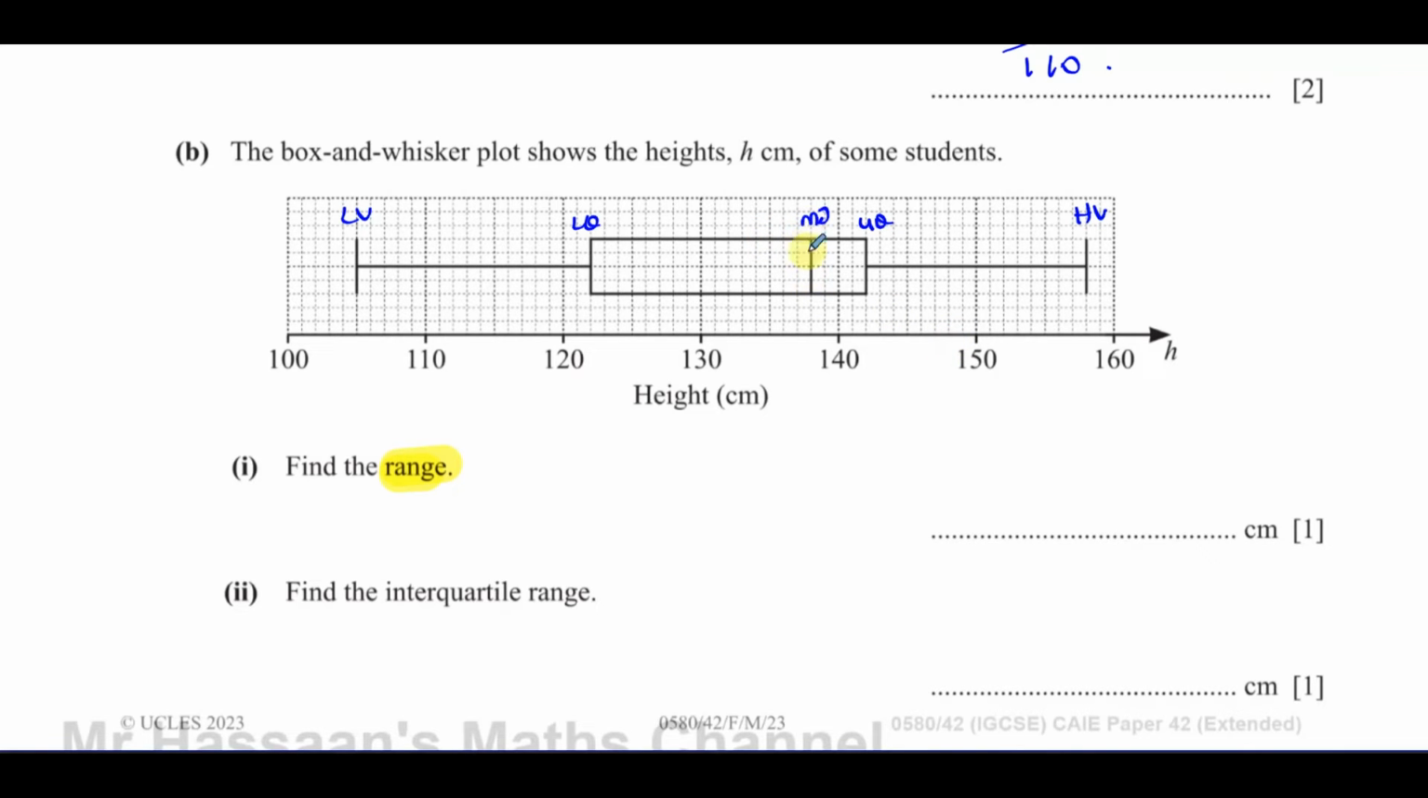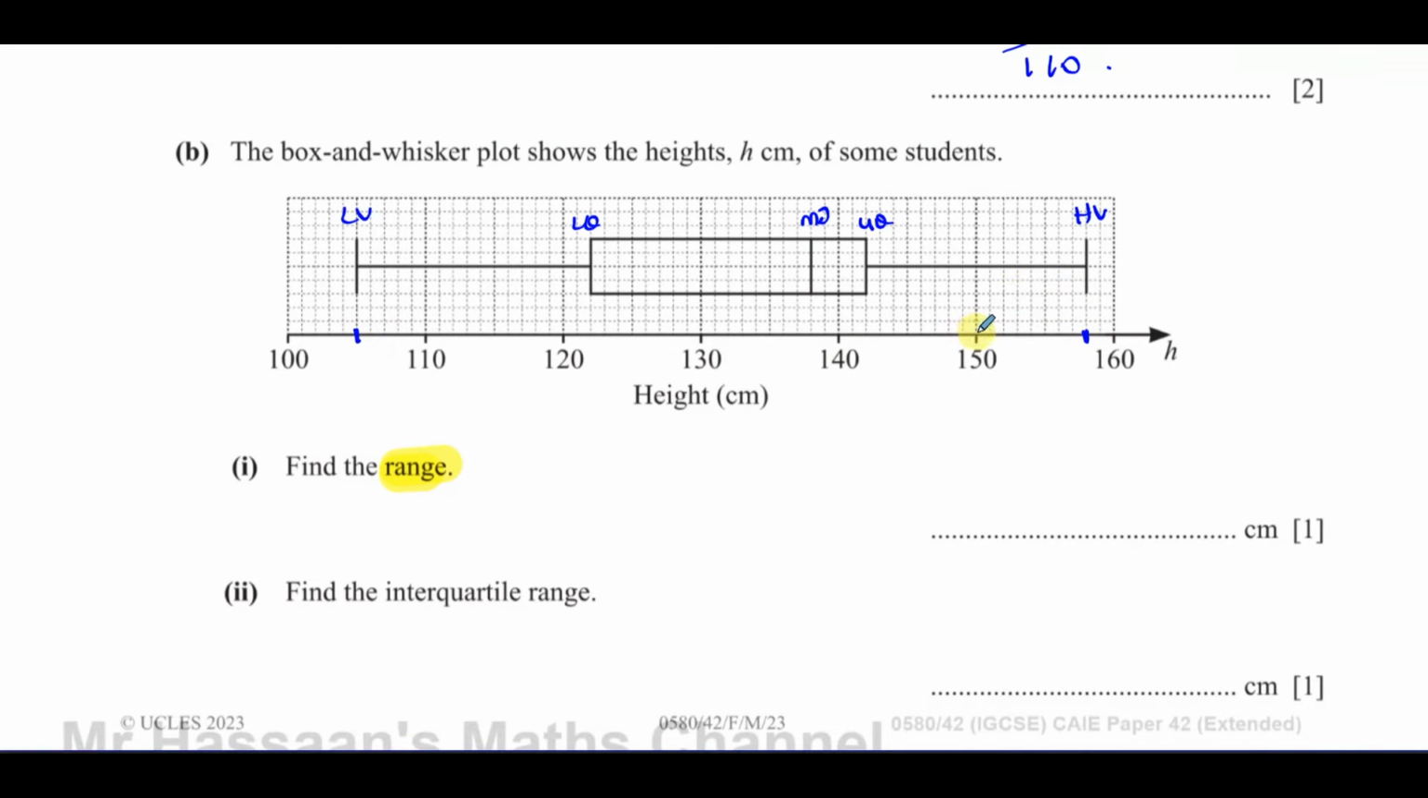Okay, the median is the number in the middle. The lower quartile is a number which is a quarter of the way into the data. The upper quartile is the one which is 3/4 of the way into the data, such that it's bigger than 3/4 of all the data. Okay, and then you have the lower value and the high value. So the range is the difference between the highest value, which is over here, and the lowest value, which is over here.